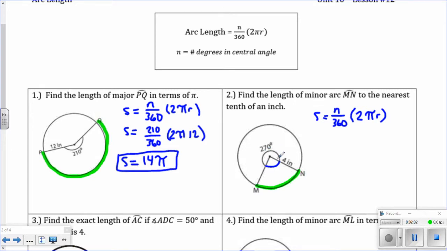If you just take a full circle, 360 minus 270, the central angle is 90 degrees. So I'm going to plug in 90 for n, the central angle, over 360 times 2 pi, and the radius is 4. The question says to find this to the nearest tenth of an inch, so you would type everything into the calculator, and you would get 6.3.